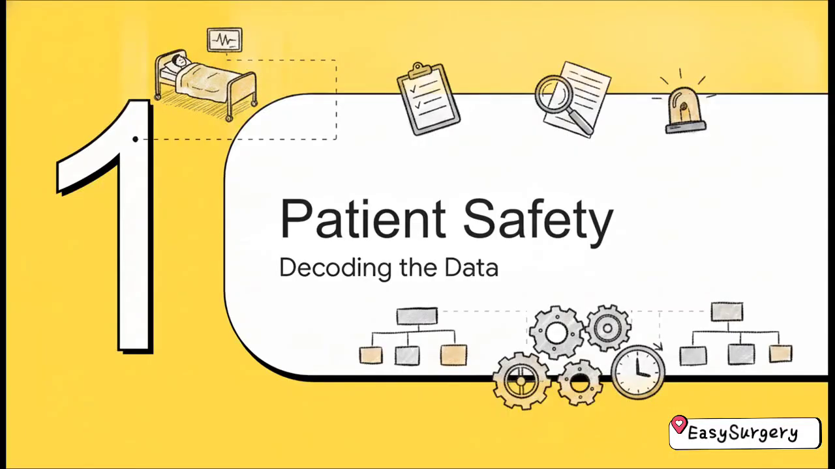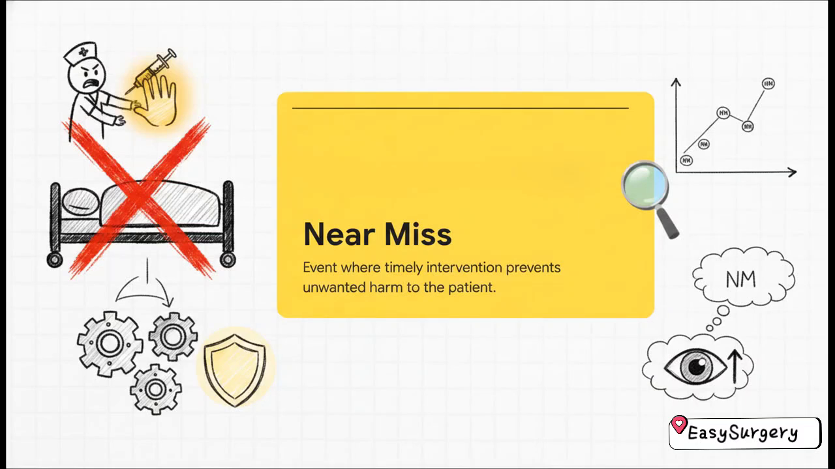Section 1. Decoding patient safety. Let's head into the ward where everything starts. Before a doctor even thinks about doing a procedure, we really need to get a handle on how hospitals legally and medically define safety incidents. They break these down into three main categories. First up is an adverse event. This is when unwanted harm actually happens.